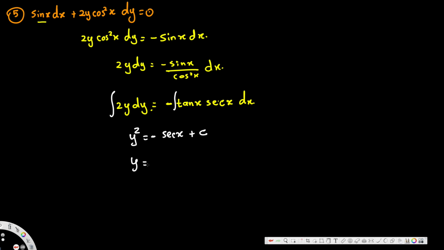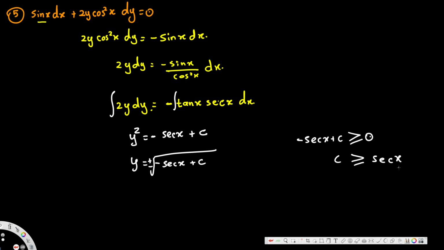Therefore y is going to be equal to plus or minus the square root of negative sec x plus constant, and there should be a condition: negative sec x plus constant shouldn't be negative, because if it's negative this doesn't work. So the condition here is negative sec x plus constant should be greater than or equal to 0. Therefore c should be greater than or equal to sec x if we rearrange this. Okay, and that's it. That's the final solution for this problem, and the condition is this.